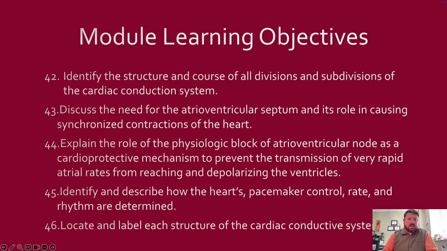In this lecture, we're going to identify the structure and course of all divisions and subdivisions of the cardiac conduction system. We're going to discuss the need for the atrioventricular septum and its role in causing synchronized contractions of the heart. Explain the role of the physiologic block of the atrioventricular node as a cardioprotective mechanism to prevent the transmission of very rapid atrial rates from reaching and depolarizing the ventricles. We're going to identify and describe how the heart's pacemaker control, rate, and rhythm are determined, and locate and label each structure of the cardiac conductive system.